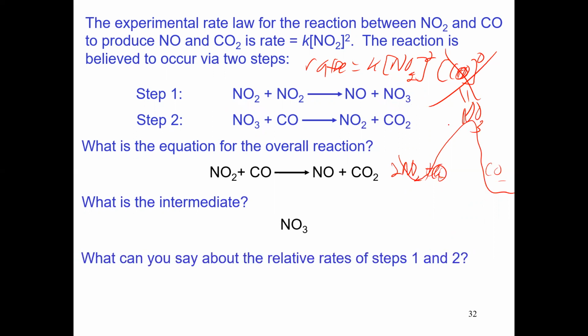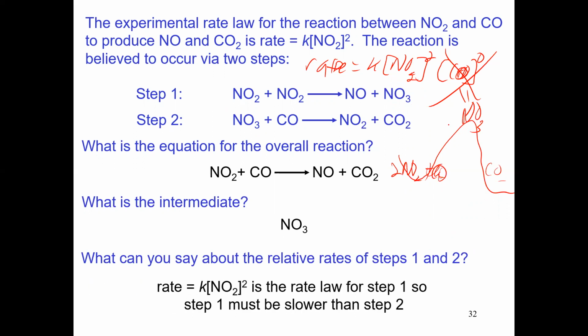What do you say about the relative rates between step 1 and step 2? Because the rate law is that of NO2 for step 1, step 1 must be slower than step 2. Step 2 is going to be instantaneous, and essentially this step 2 goes very, very fast. This is the fast step, this is the slow step. Basically, once you have that NO3 reacting with CO, it reacts really quickly to get your other material.